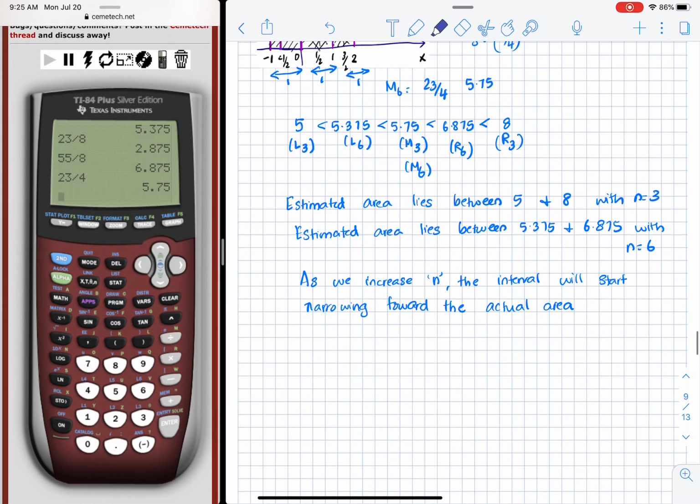And I know, because I know what integrals are based on the knowledge that I have about integrals, I know the actual area for this problem is 6. So as things get narrower and narrower, it is going to approach toward 6, and you will get the area to be 6. So the key idea here is if we increase the number of rectangles, the area that you estimate is going to become more and more accurate.